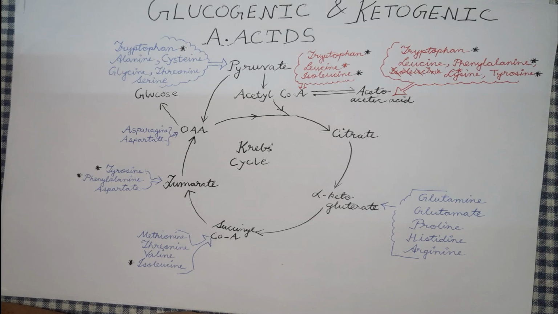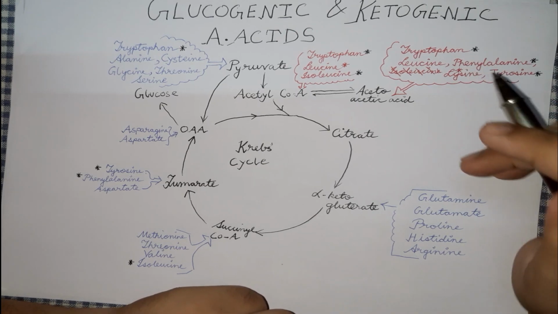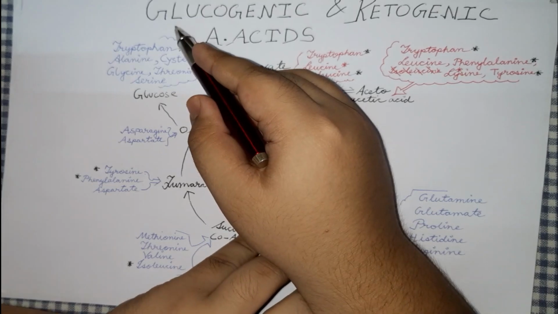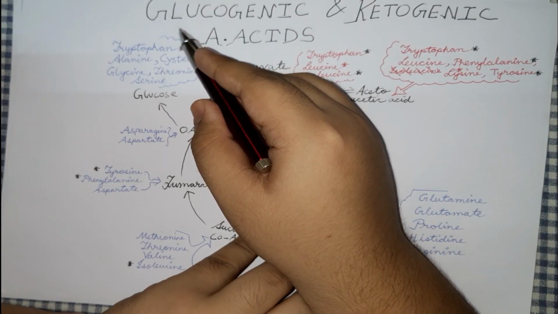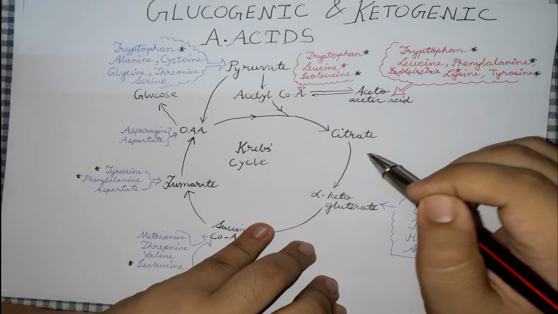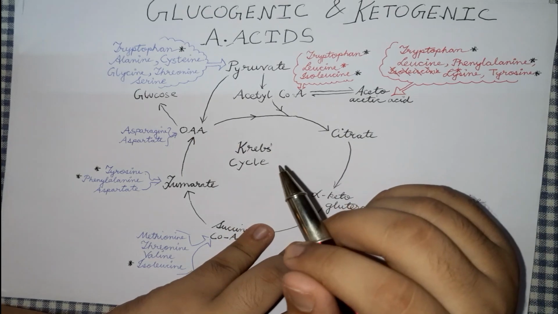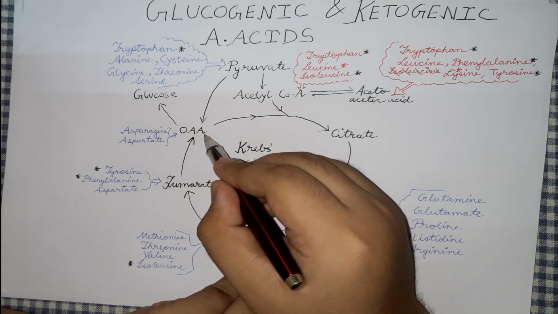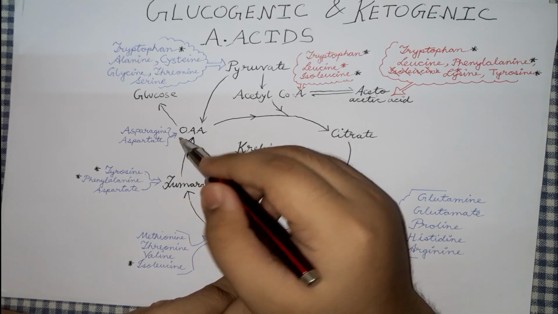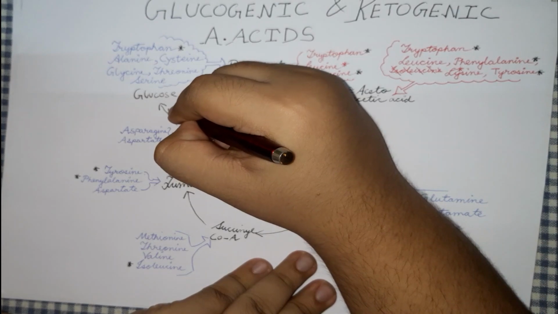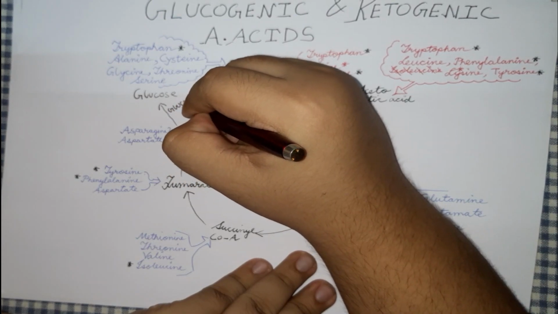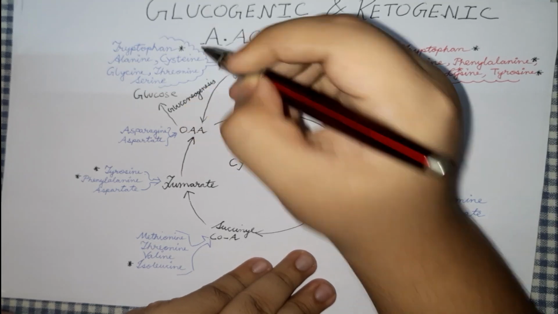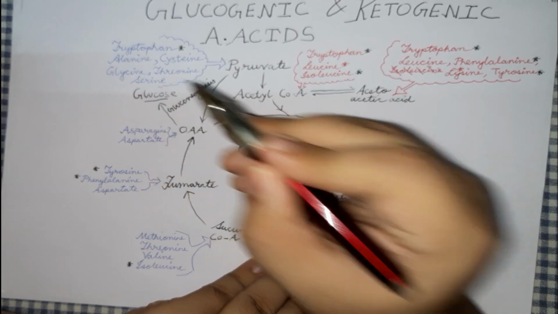So why am I telling this? I am telling this because this information is pertinent to the classification of amino acids as to whether they are glucogenic or ketogenic. Let me explain. You see, oxaloacetic acid, by the process of gluconeogenesis, it can form glucose, right?